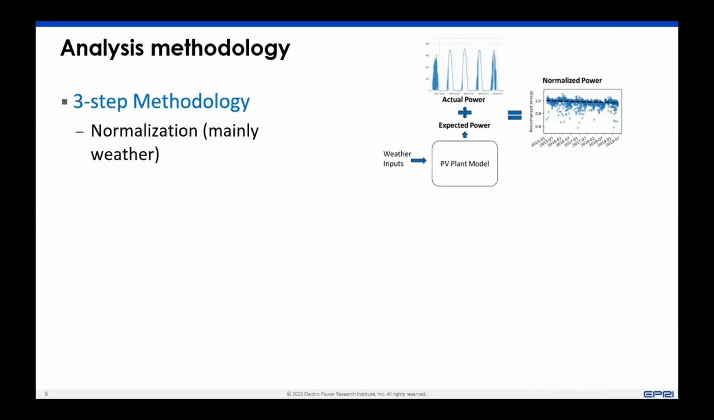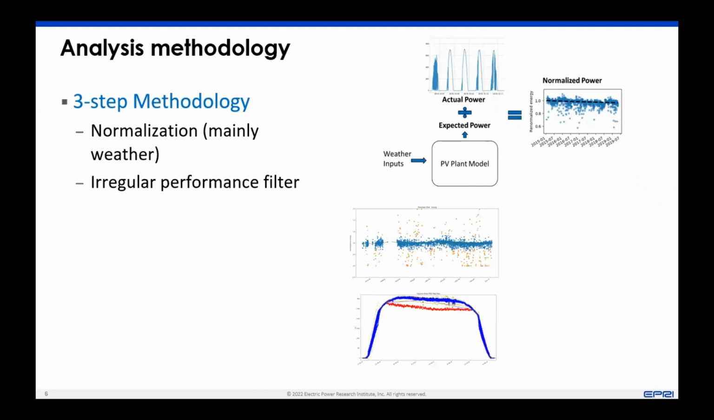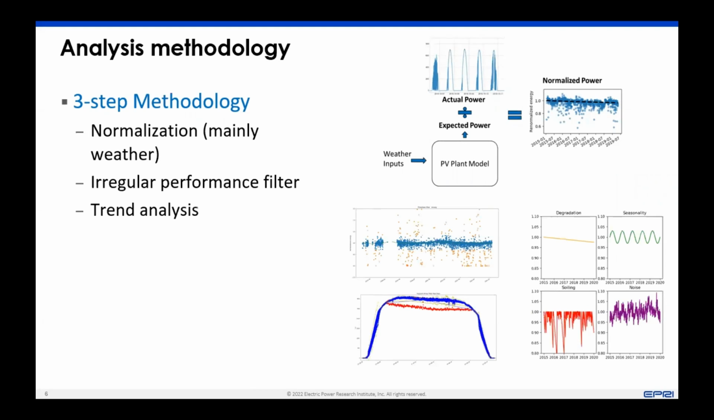All right, I mentioned the 3 steps. I'll get into a little more detail on those. First is normalization. We take a slightly different approach here: PV plant modeling to calculate the expected power, then compare it to the actual power, and you get your normalization. I'll get into more detail on that later. Then we do the filtering. We have 2 methods to filter the data. And then we will do the trend analysis.